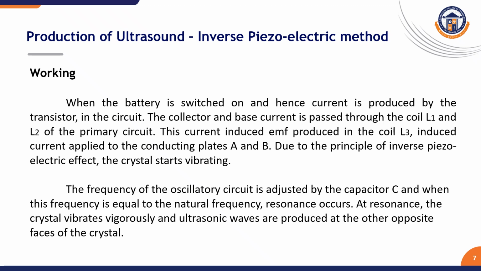The working of the inverse piezoelectric method. When the battery is switched on, current is produced by the transistor in the circuit. The collector and base current is passed through the coils L1 and L2 of the primary circuit. This current induces an EMF in the coil L3. The induced current is applied to the conducting plates A and B. Due to the inverse piezoelectric effect, the crystal starts vibrating.